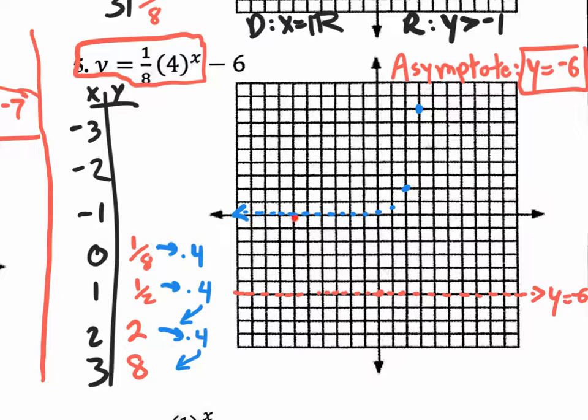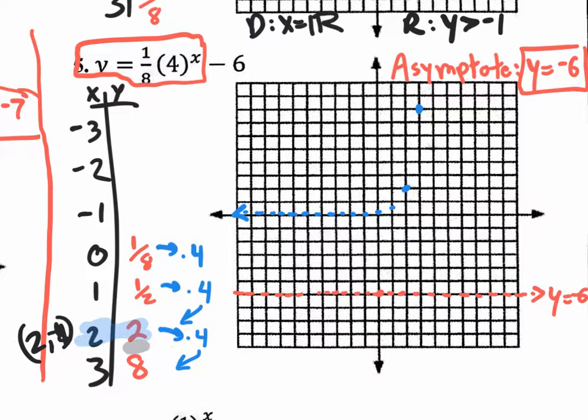Now, notice that the asymptote, I already started with that. It's already shifted down 6. But I need to shift this point down 6 and this point down 6. Or you could do it numerically if you wanted to. You could say that your coordinate, right here, 2, 2, if I were to shift this one down 6, it would give you 2 comma negative 4.